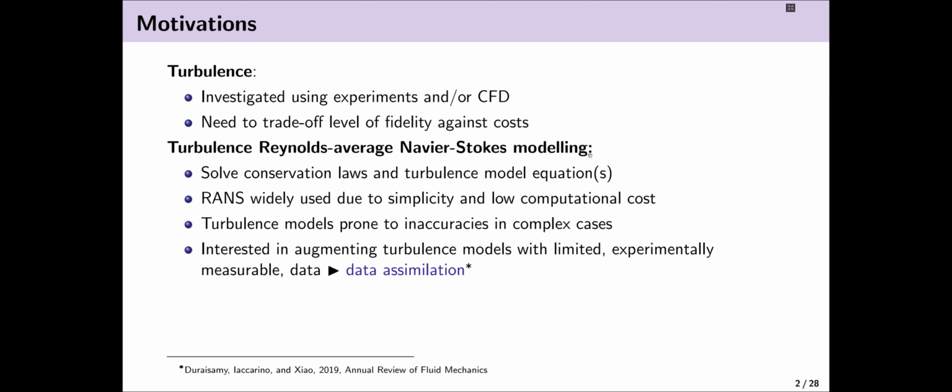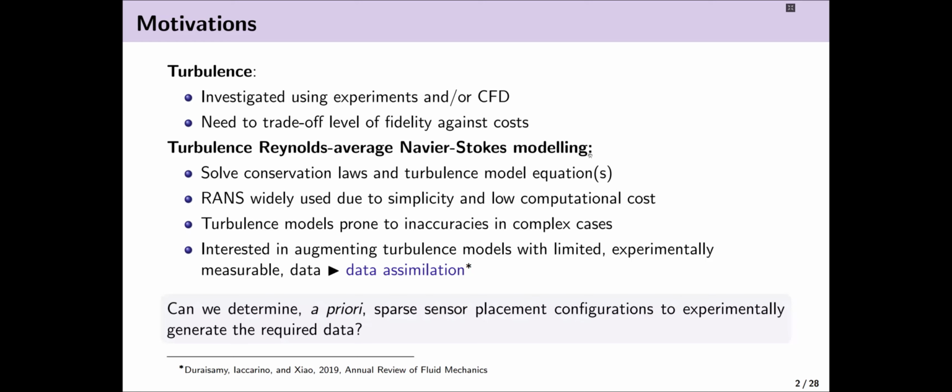A good compromise is to use RANS modeling, which is computationally cheap. We use conservation laws, and then we use a turbulence model to account for the turbulence in the flow. They're used because they're simple and have relatively low computational costs, but they're not very accurate for highly complex cases, for example, when we have flow separations. And here we're interested to see if we can improve the turbulence modeling using limited data that we can actually measure in experiments.